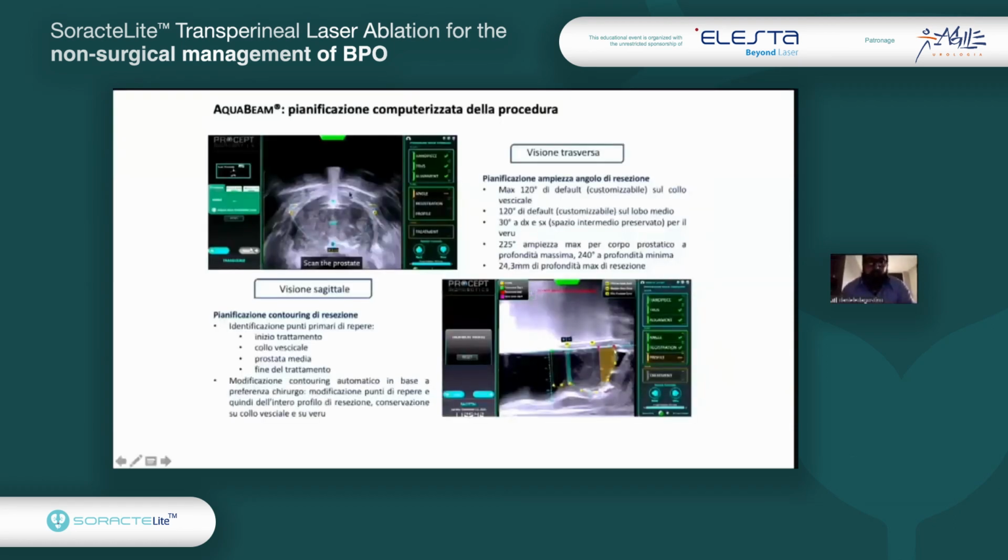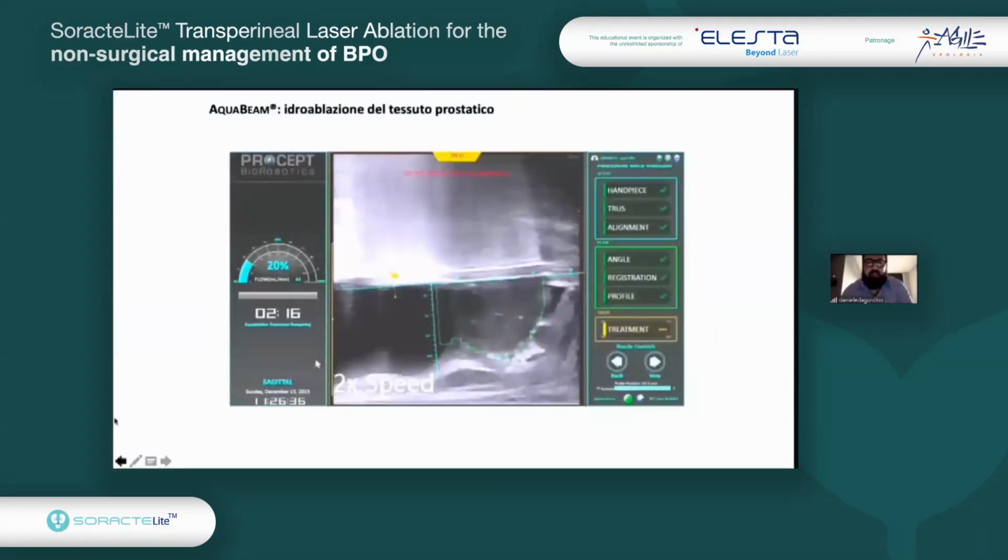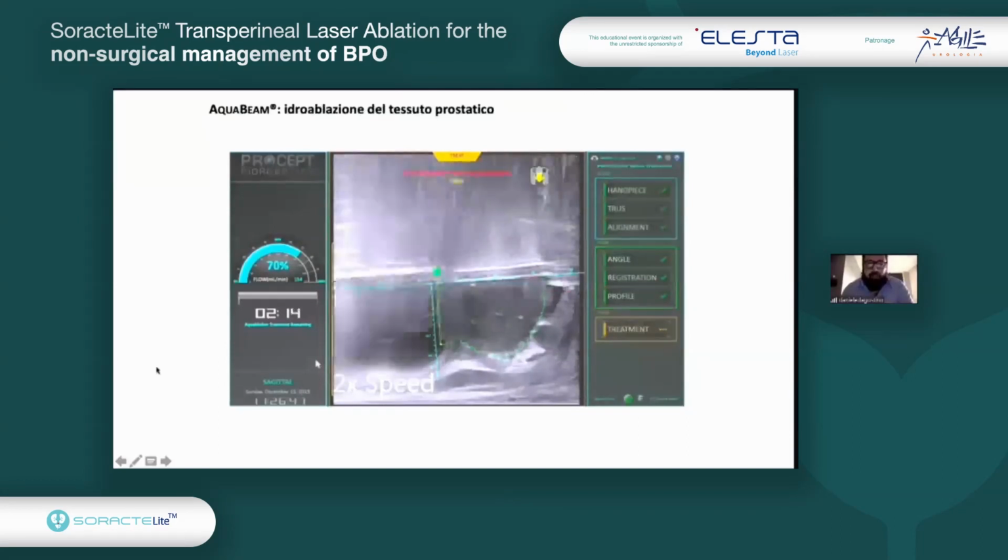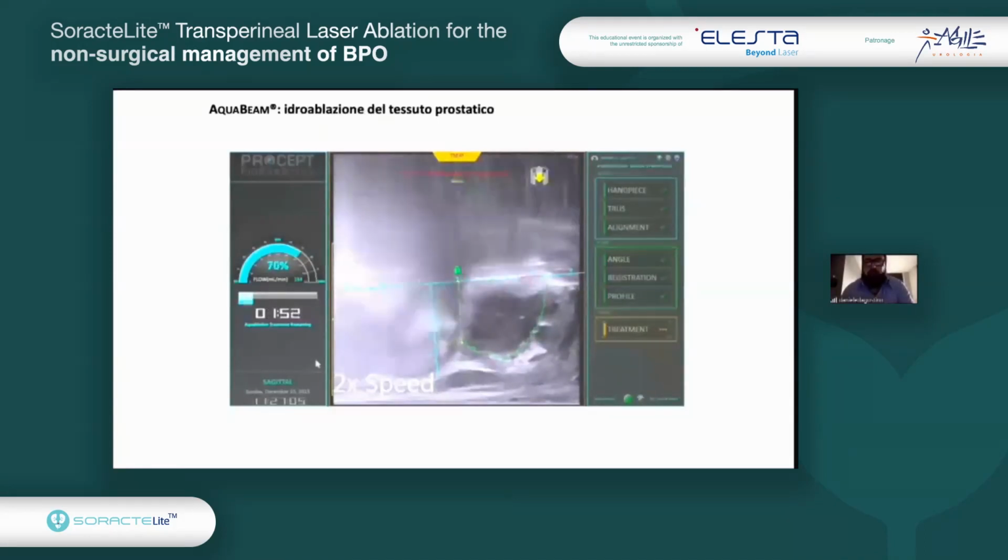In this slide, you can see the principal steps of planning the resection of BPH in the axial and sagittal views. This is the treatment. The time of treatment is very, very short. We can treat a prostate with a large volume in 5-6 minutes. In this video, you can see the treatment, the ablation of prostatic adenoma with Aquabeam, with water jet.